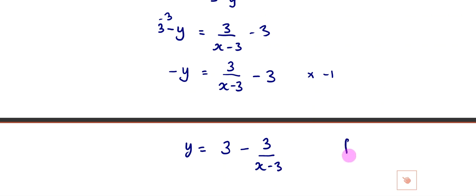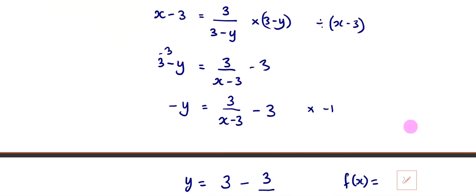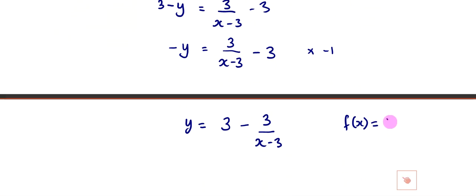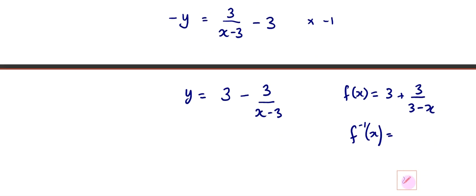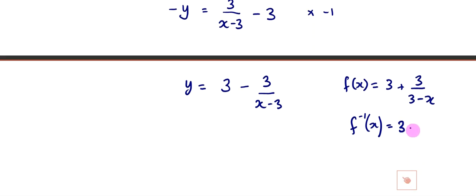So in this case, f of x equals 3 plus 3 over 3 minus x. And the inverse function is 3 minus 3 over x minus 3. Okay.